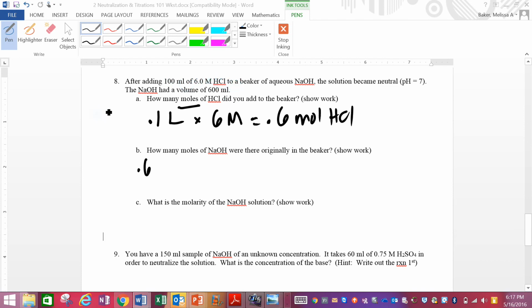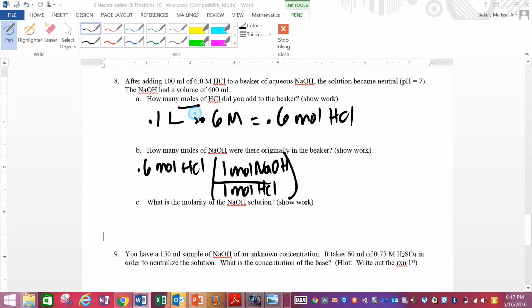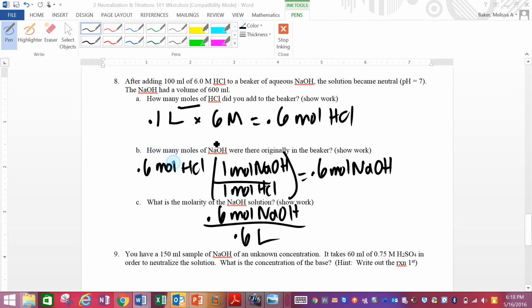So how many moles of NaOH were in the beaker? Well, it's a 1-to-1 ratio. For every 1 mole of acid, there was 1 mole of sodium hydroxide present. So that means 0.6 moles of sodium hydroxide were in that beaker. And if there were 0.6 moles of NaOH and the volume of the beaker was 0.6 liters, that means the concentration of the base was 1 molar NaOH.